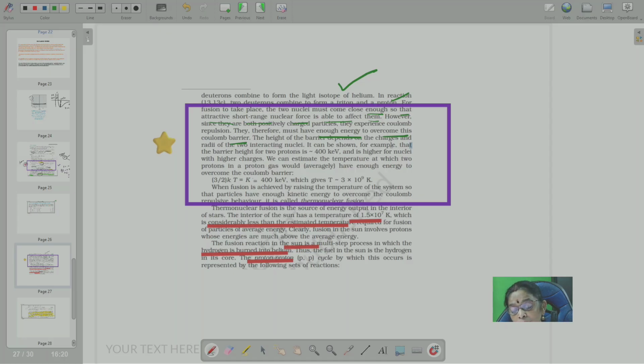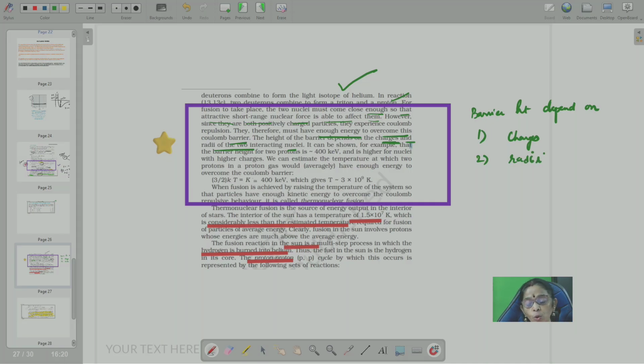The height of the barrier depends upon the charges and radii of the 2 interacting nuclei. So barrier height depends upon number 1, charges, and number 2, radii of interacting nuclei.